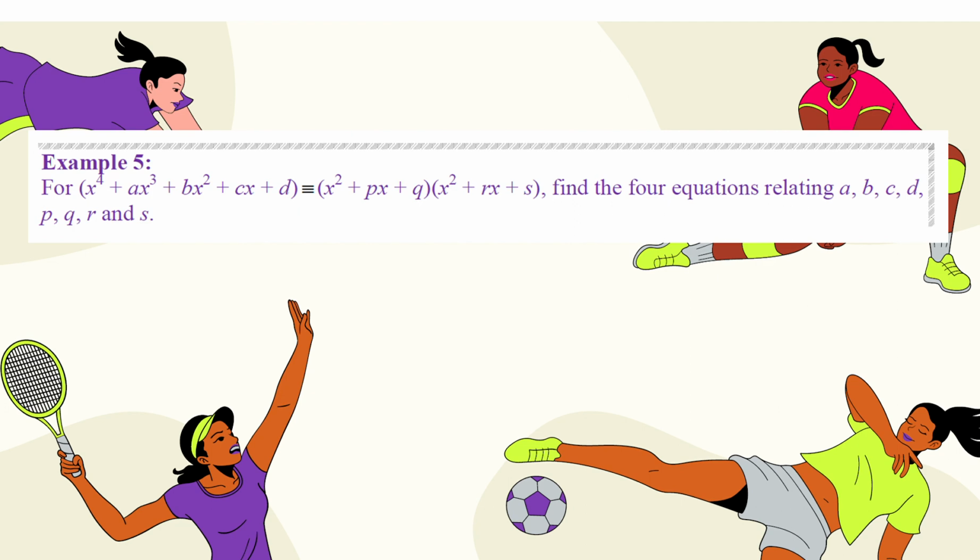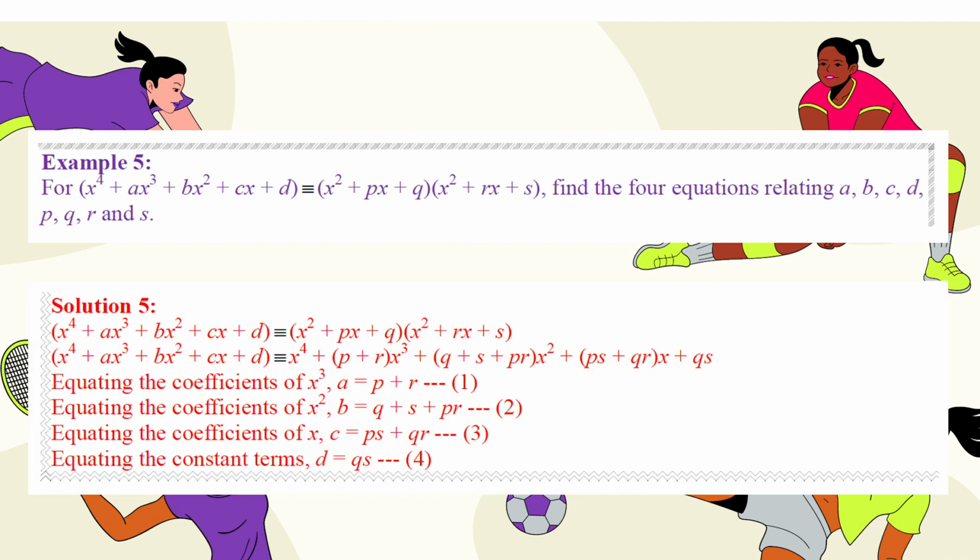Welcome back. See if it is your answer. Wow, very complicated. Even some tidying up after, and when you tidy up, it's good. x to the 4, coefficient 1, 1. A: p plus q r. B: q plus s plus pr. C: ps plus qr. D: qs. Oh, you got it. Well done. Excellent.